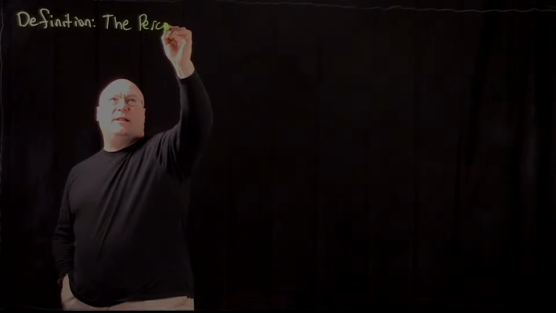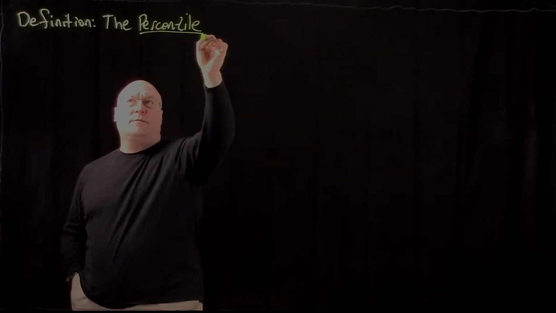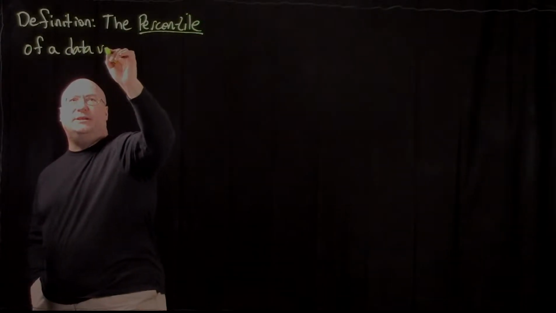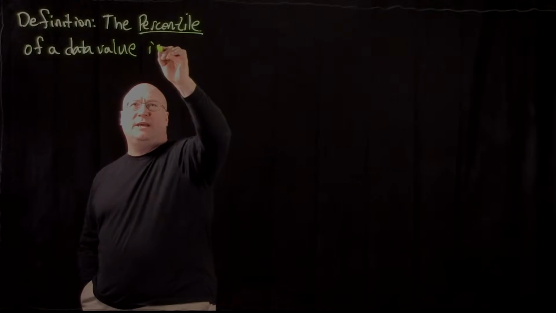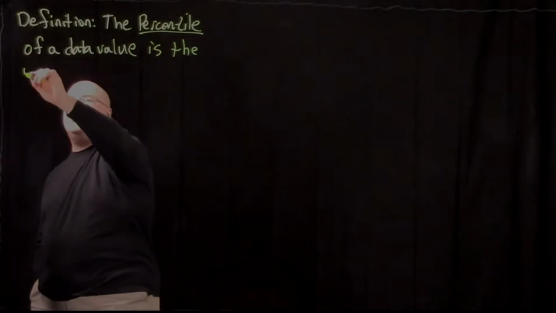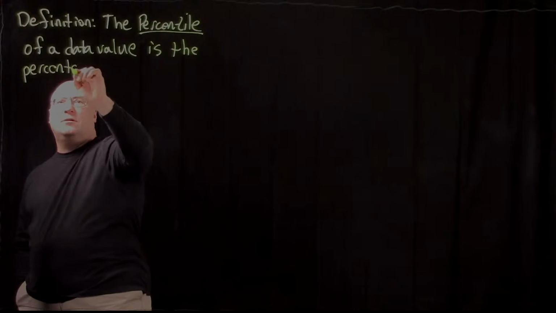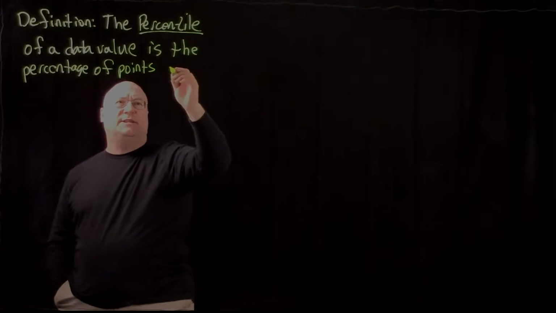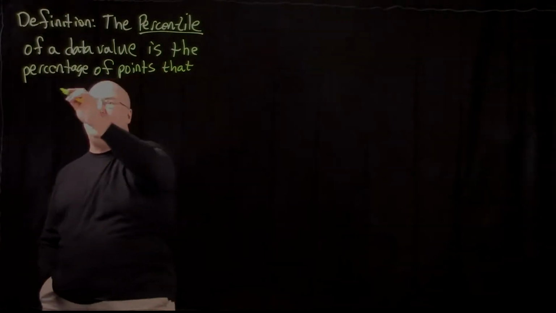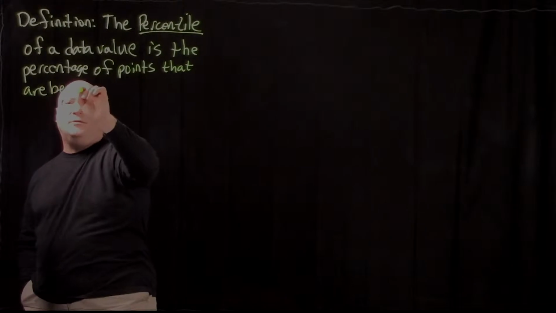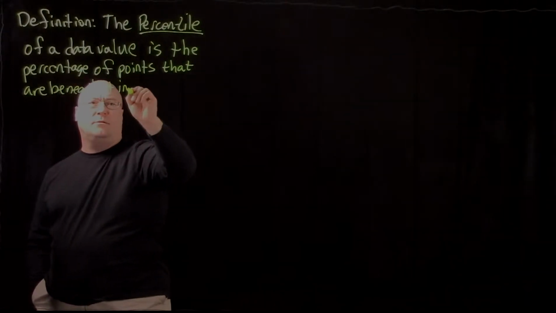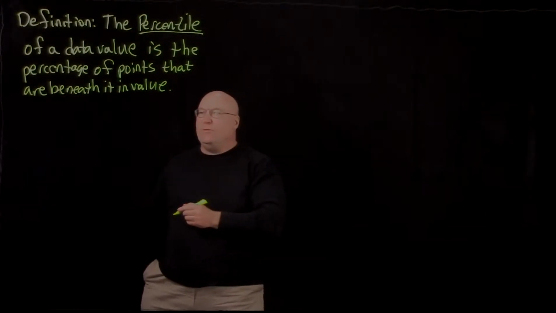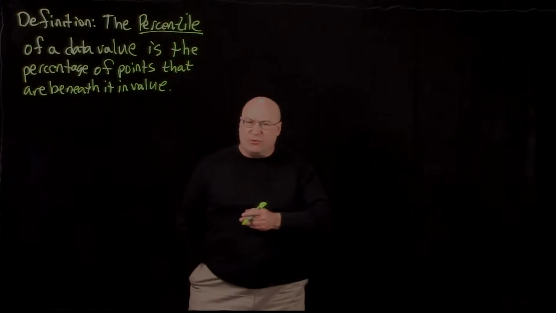The percentile of a data value in a data set, so we're inside some data set, is the percentage or fraction, let's just say percentage, of points in the data set that are beneath it in value. So strictly beneath it in value. And we usually round to the nearest integer when we talk about percentiles.